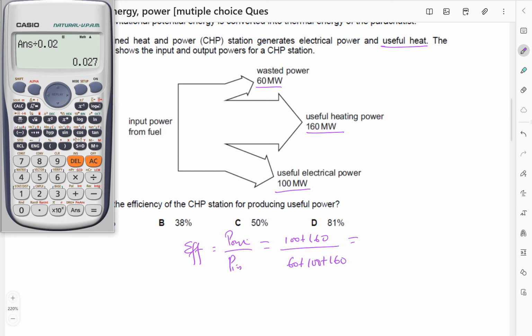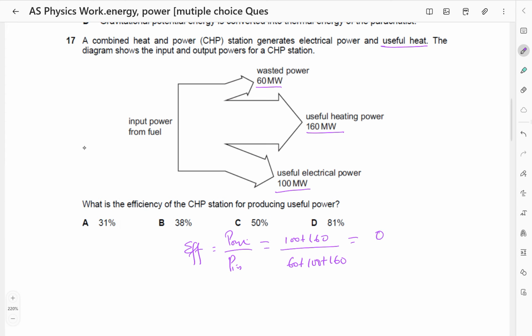So this will give us 100 plus 160 divided by 100 plus 60 plus 160, which gives us 0.81, which is the same as 81% if I multiply by 100. So the answer is going to be D.